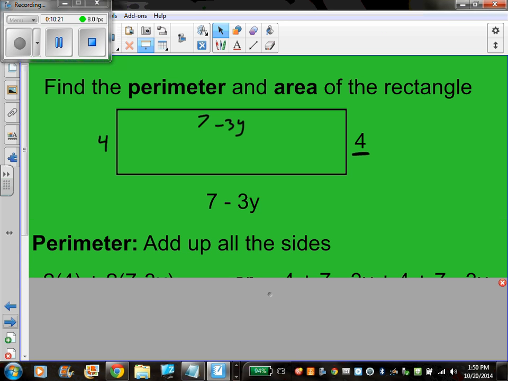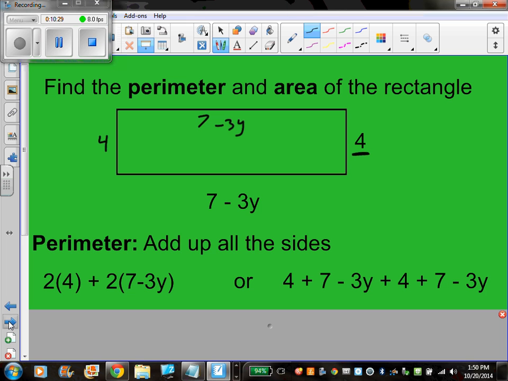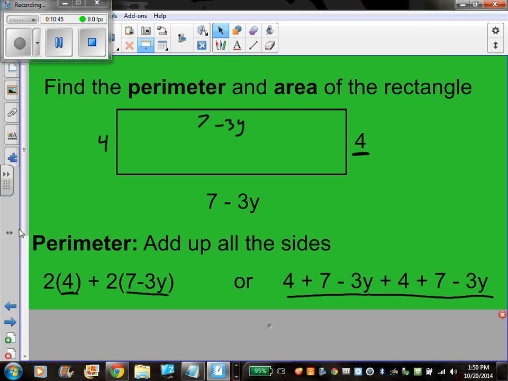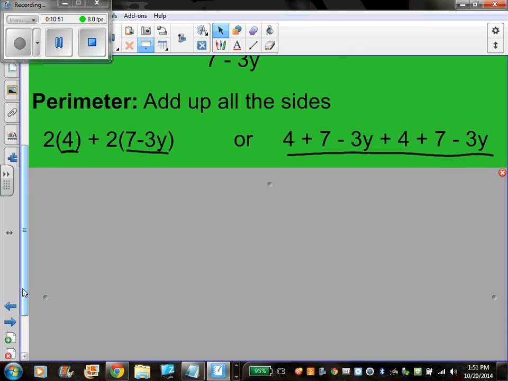As far as perimeter goes, what we're going to do is we're going to add all the sides up. A few ways to think about it. You could either just multiply each of the side lengths, 4 and 7 minus 3y, by 2, and add those together. Or you could separate everything out individually by side, as is done here on the right. Either way, you should end up getting the same answer, and as long as your math is all good, that answer should end up being correct.